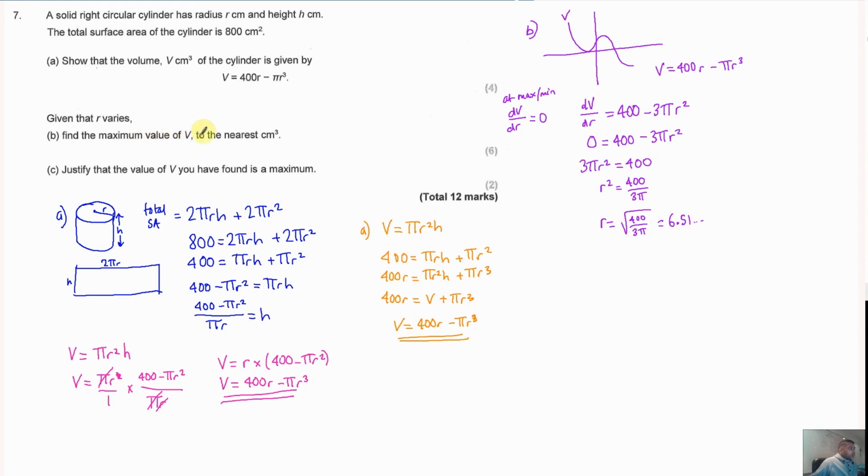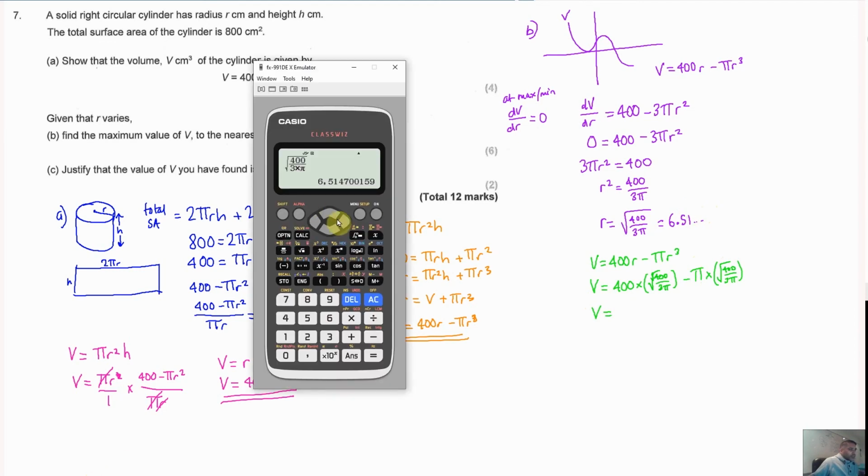Now, as I said, I would keep it in terms of r, because we want to work out the maximum value of V. So we need to substitute what r is at its maximum value. V equals 400 r minus pi r cubed. I'm going to substitute this value in, so it'll be 400 times the radius, square root 400 over 3 pi, minus pi times root 400 over 3 pi, cubed. Even though that's a lot of writing, it avoids you having to round, which causes a little bit of inaccuracy, but it's not a big deal, to be fair.